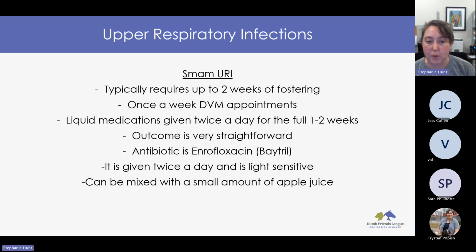We will do a weekly DVM check. So we'll check in at the 1 week point. Sometimes they clear medically and go up for adoption at that point. Sometimes they do need to stay in foster for that full 2 weeks before they clear.